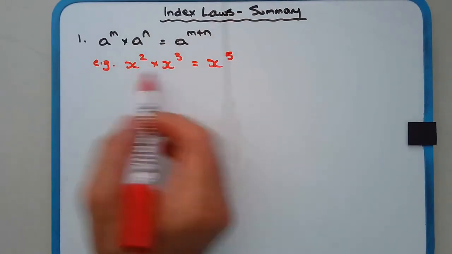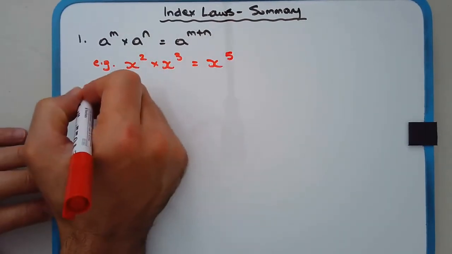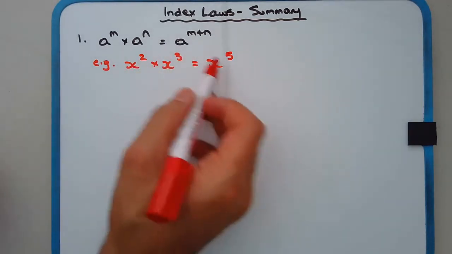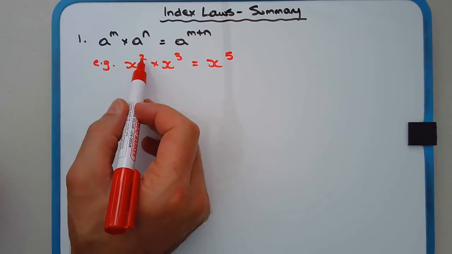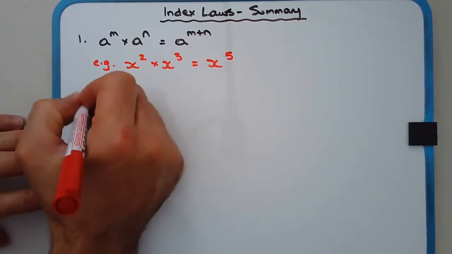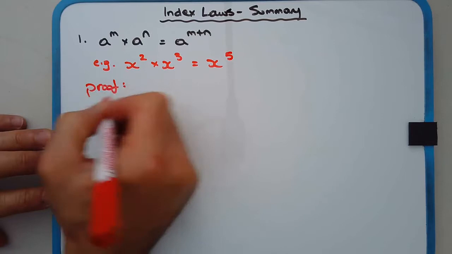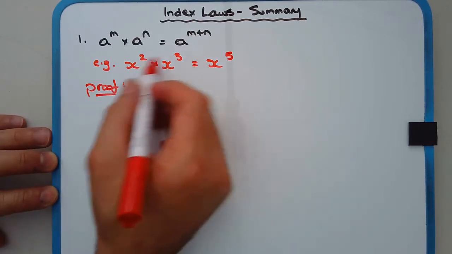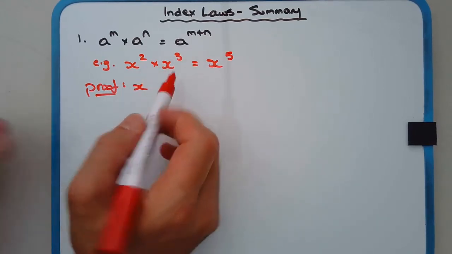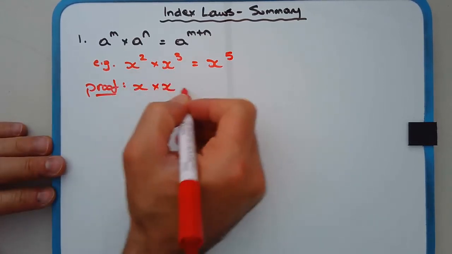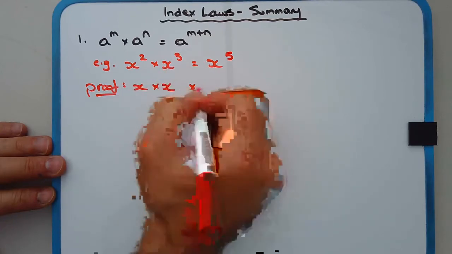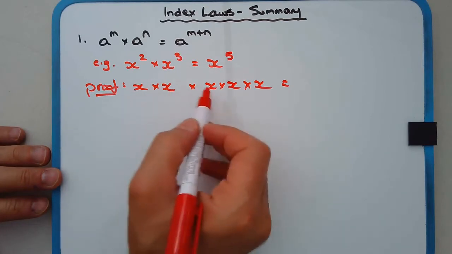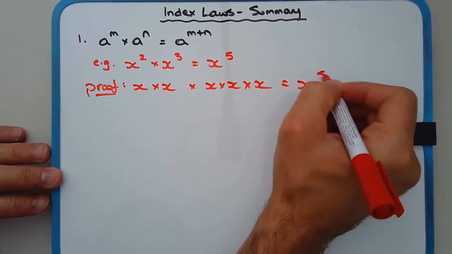Now the question is, why is that? In fact, let's have a look at a demonstration as to why x squared times x cubed is equal to x to the 5. Let's call it a proof, for want of a better word. It's not really a proof because we're only looking at an example. x squared is just x times x. x cubed is x times x times x. We've got 5 of them, so x times x times x times x times x is x to the 5.